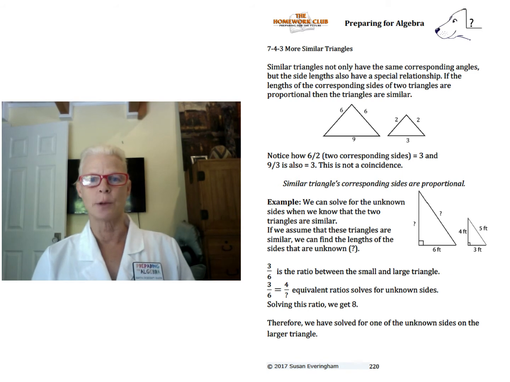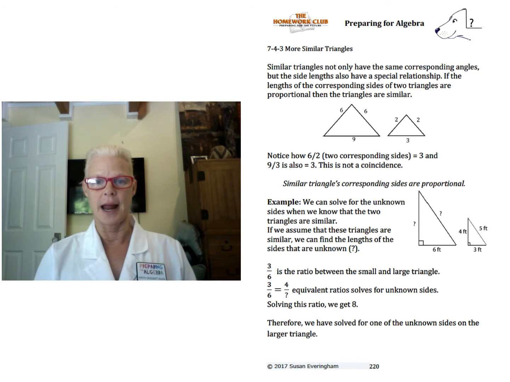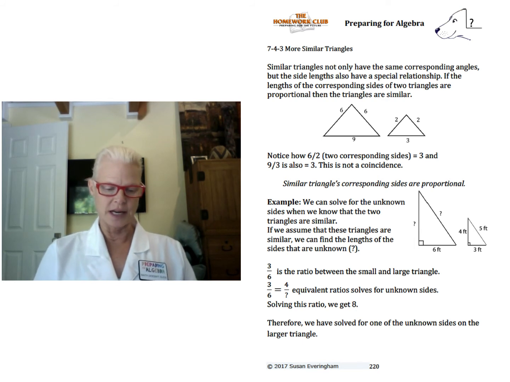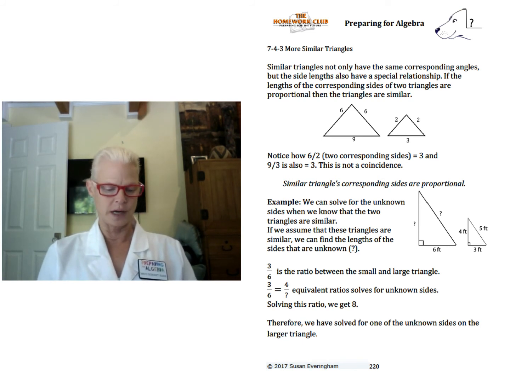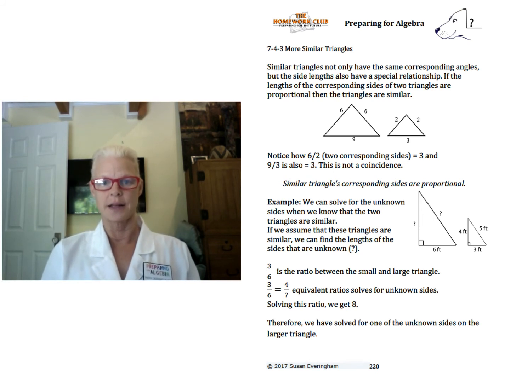Page 220, similar triangles. Similar triangles not only have the same corresponding angles, but they have a special relationship with the sides of the triangles. And in italics, we say here, similar triangles, corresponding sides are proportional. So in the example where we have 3 and 6 as the base of the two triangles, and we have an unknown side, and these things are similar, they are also proportional. So if you look at the ratio, 3 over 6 must equal, proportionally, 4 over that unknown side, that question mark.